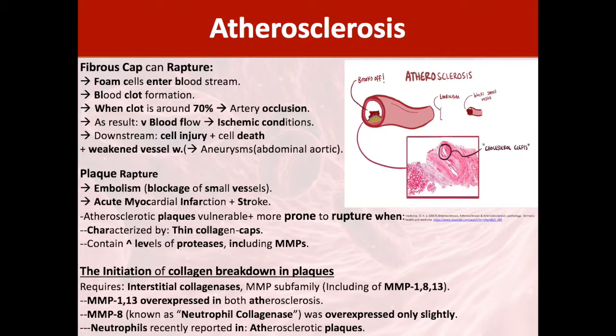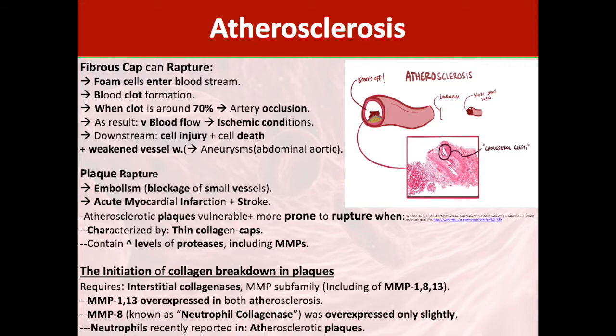The fibrous cap can rupture, and as a consequence the foam cells can enter the bloodstream and form blood clots. When the clot is around 70%, it can cause artery occlusion. As a result, the blood flow is decreased, which causes ischemic conditions, which cause downstream cell injury, cell death, and a weakened vessel wall, which can cause abdominal aortic aneurysms. Also, plaque rupture can cause embolism, or in other words blockage of small vessels, that can cause acute myocardial infarction and stroke. Atherosclerotic plaques are vulnerable and more prone to rupture when they are characterized by thin collagen caps, and when they contain increased levels of proteases, including MMPs.